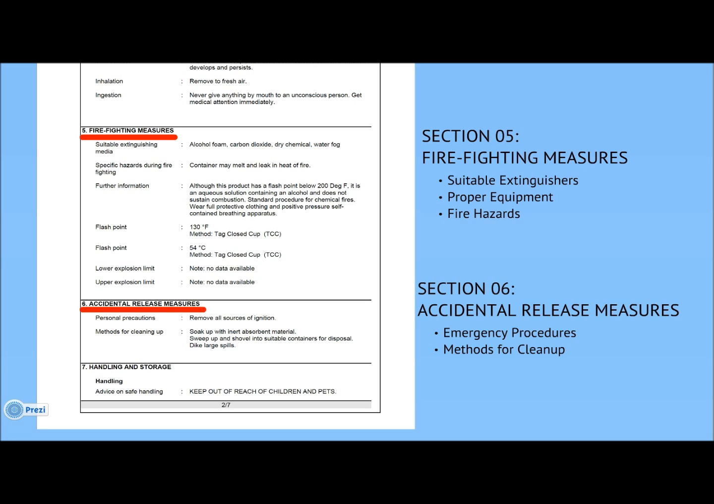The required information may consist of recommendations for the use of personal precautions and protective equipment, emergency procedures, including instructions on evacuations, methods and materials used for containment, and proper cleanup procedures. This is a very important section if you happen to spill the product.